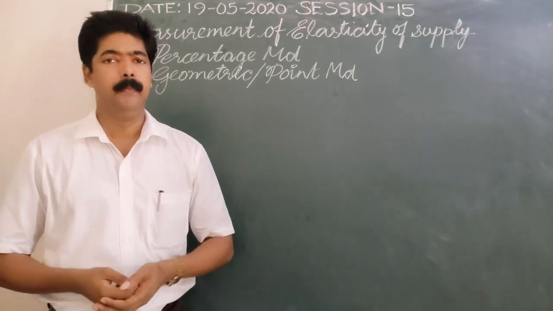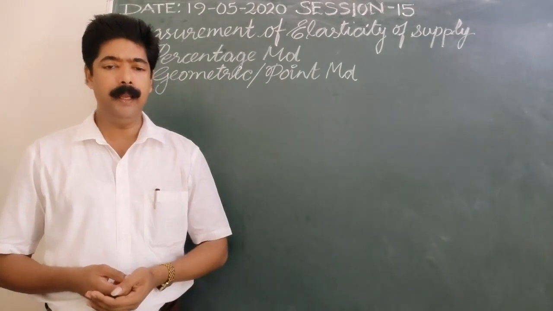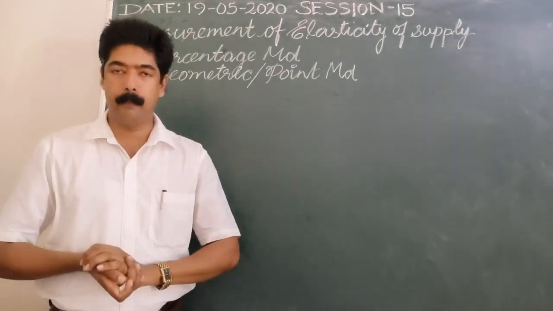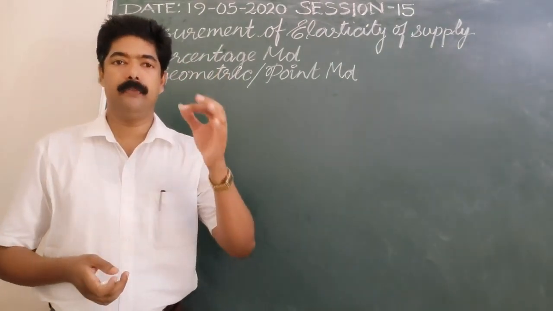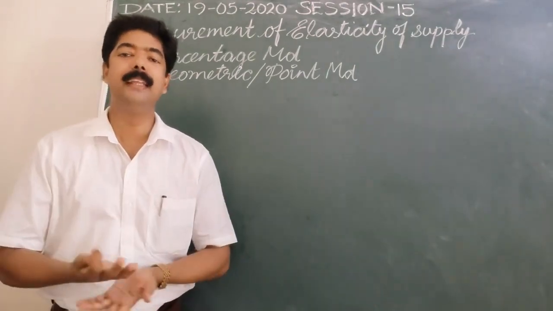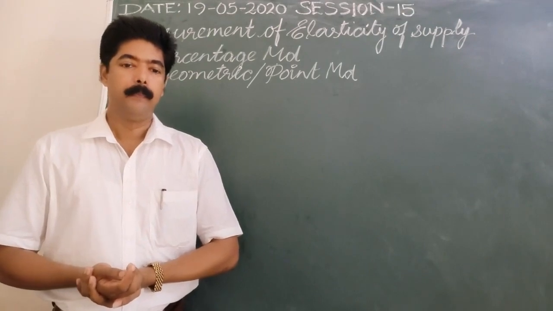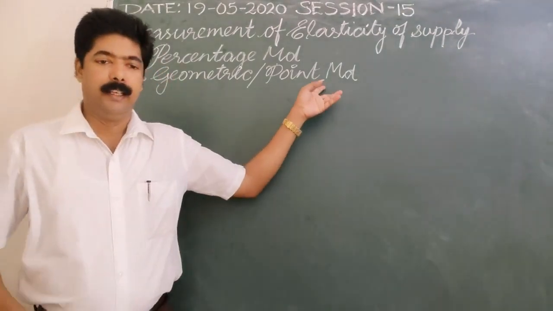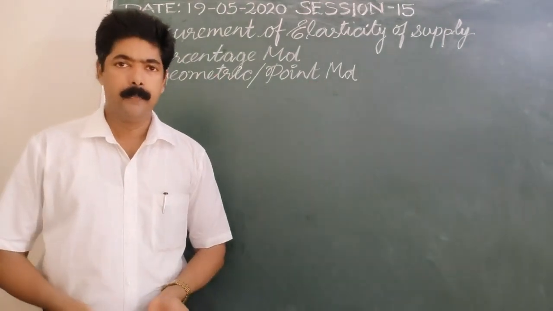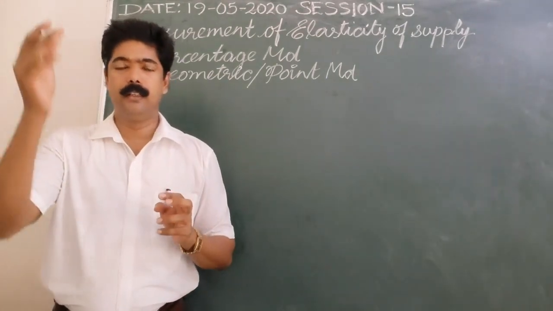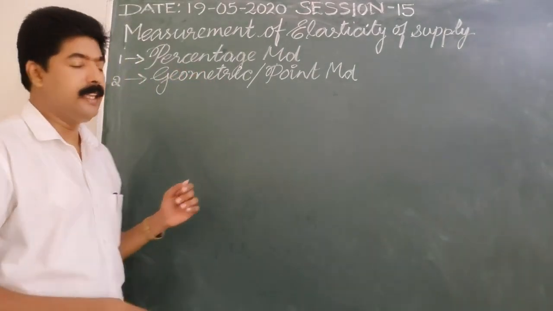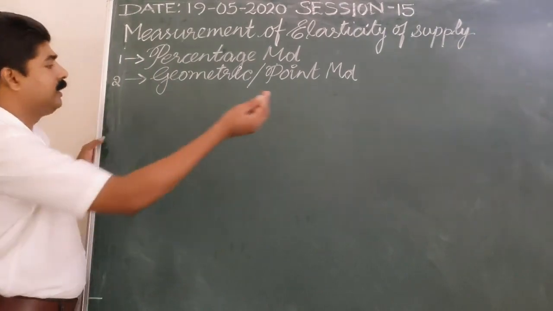This method of measuring elasticity of supply can be explained with the help of two different supply curves. The first one is the linear supply curve, and another one is the non-linear supply curve. The point method is explained with the help of two diagrammatic presentations under two various supply curves: one is the linear supply curve, and another one is the non-linear supply curve.